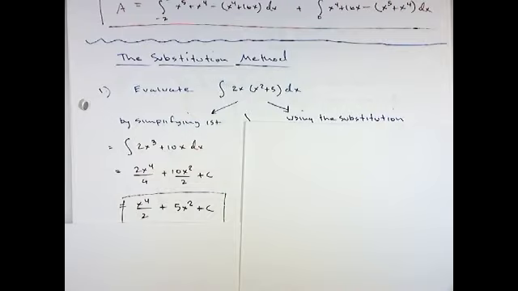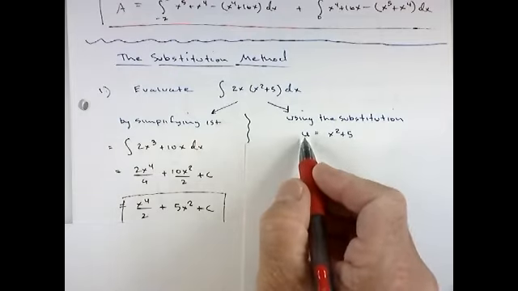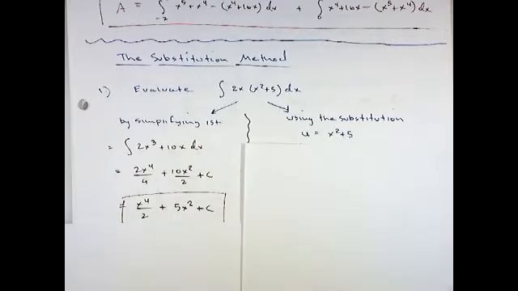Now, let's see how this would look if I was using the substitution method. And so what that involves is making a substitution. You can use any letter you want. The most common one is u. So we're going to let u, this part of the integral, equal x squared plus 5.